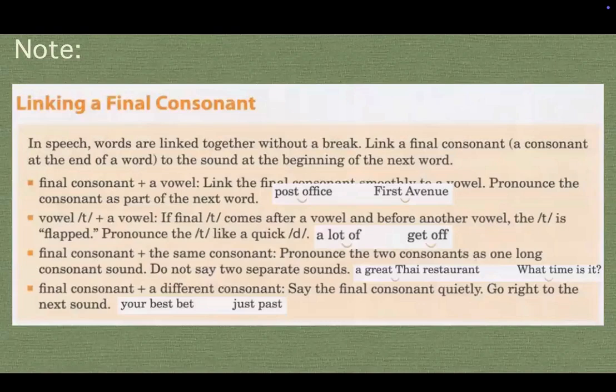Your best bet. So the final consonant is different from the next consonant. Say the final consonant quietly and go right to the next sound. So with this, your best bet will become your bad bet, your bad bet, your best bet. Next one, just past. We go right to the next sound, just part, so just part.